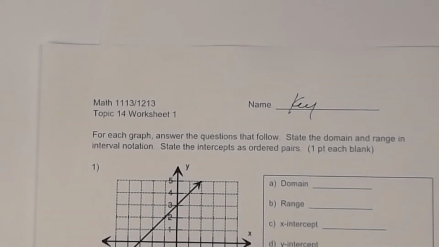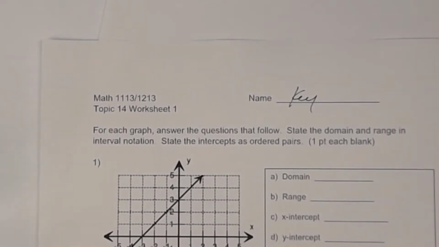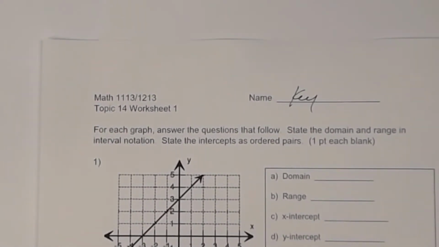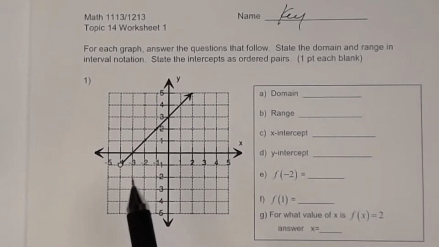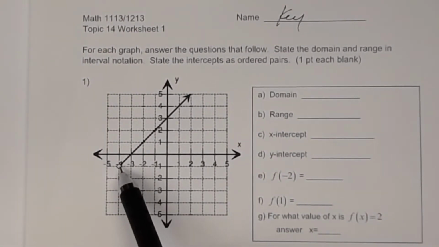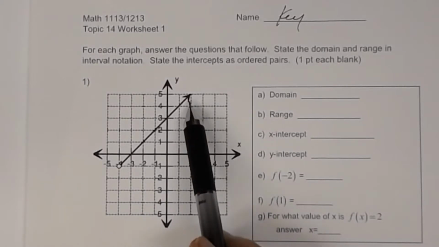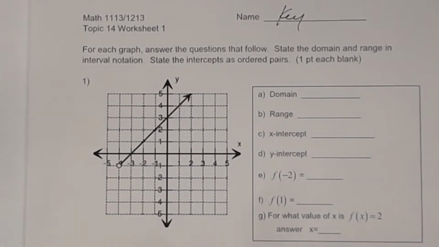This is a key to the worksheet on topic 14, and it says for each graph, answer the following questions, and then state the domain and range in interval notation, and then state the intercepts as ordered pairs. Okay, so if you look at number one, we have this ray, and notice there's an open circle on one end of it, and then you have an arrow on the other. So keep that in mind.